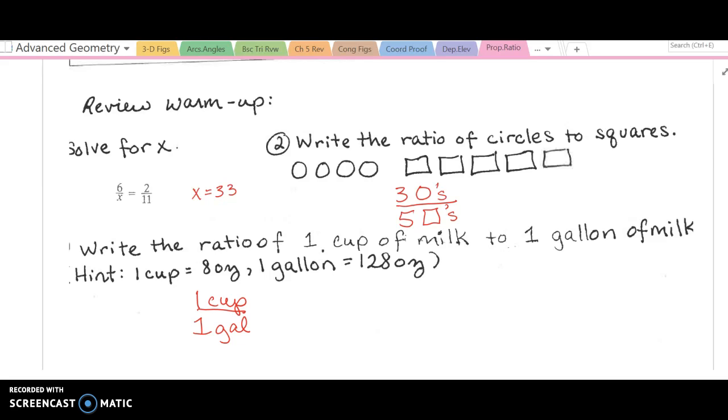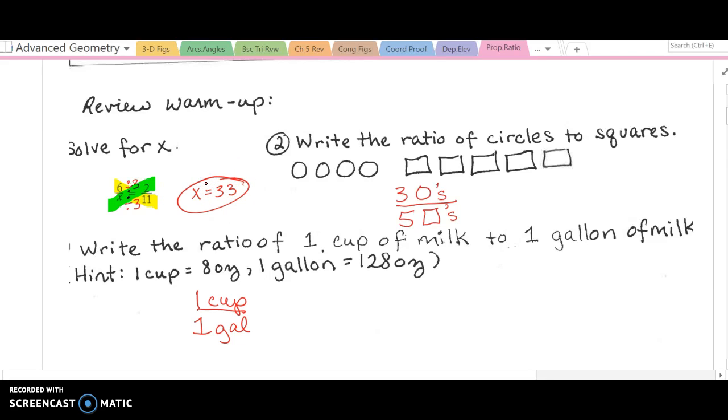There's two different strategies you could have used for this. Some of you maybe cross multiplied. You said 6 times 11 is 66. X times 2 is 2x. You set those cross products equal and divided by 2 and got x equals 33. Others of you used more proportional reasoning to work this problem. You said 6 divided by 3 is 2. So what divided by 3 would be 11, and you said, oh, that must be 33. Either way, 33 was your answer.